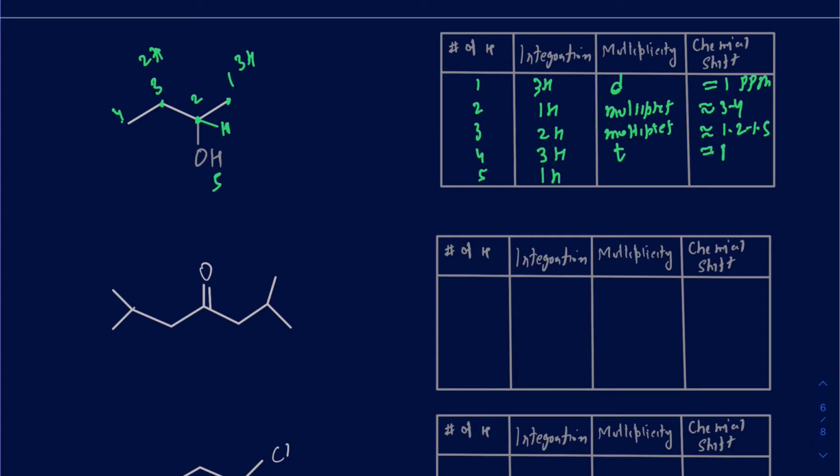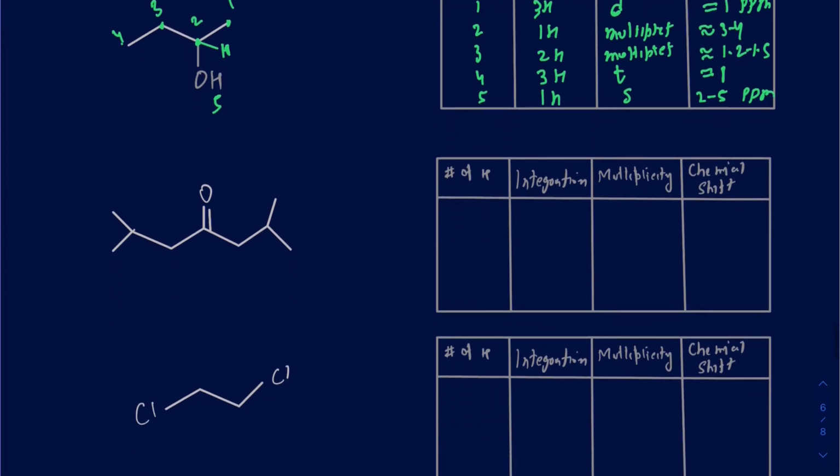So sometimes they do overlap, which makes it harder to figure out the multiplicity. The OH doesn't really couple with anyone, so it's just going to be a singlet. And the OH protons do fluctuate, so they will show up anywhere between 2 to 5 ppm. So remember, the alcohol protons fluctuate, and they could show up anywhere between 2 to 5. Okay, what about this next example?